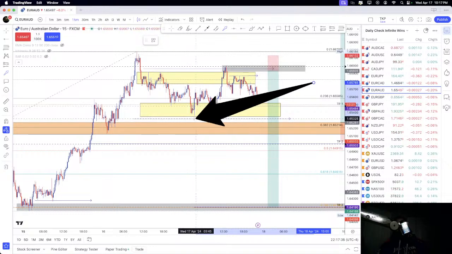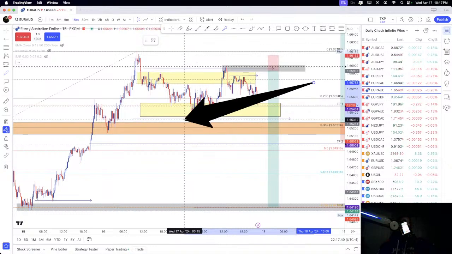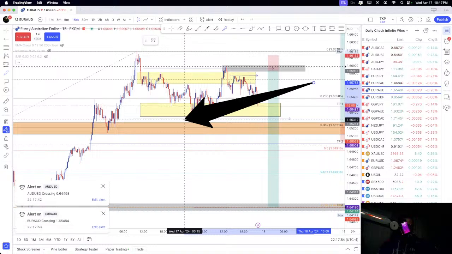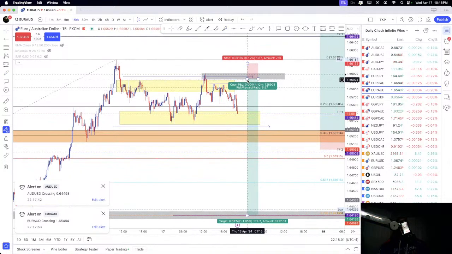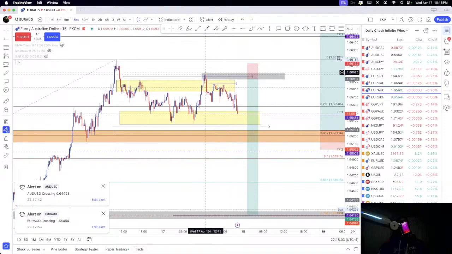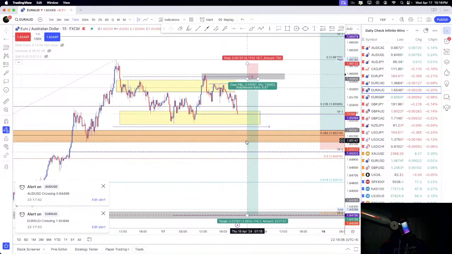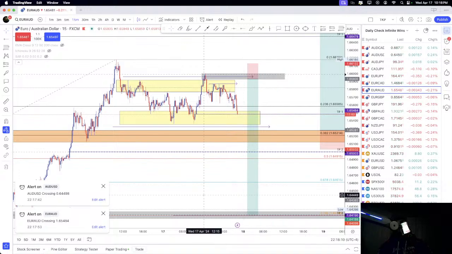Because if this area is broken with all of the rejections that price showed us, then we'll definitely see that downtrend. So I would actually feel more comfortable putting a limit order on this sale than taking this buy at the moment. So that's what I'll do.